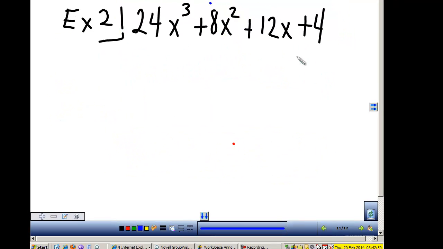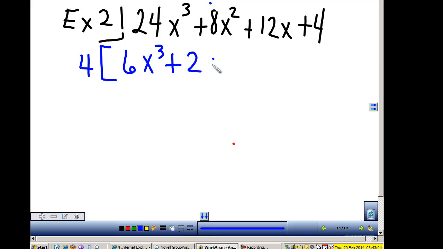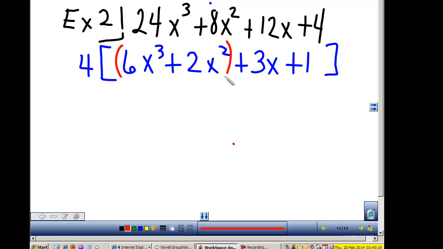In this expression, there is a greatest common factor. It is 4. And when I take out 4, we're left with 6x cubed plus 2x squared plus 3x plus 1. So this expression inside the bracket is the one that I want to split into two groups. Four is still part of our problem.